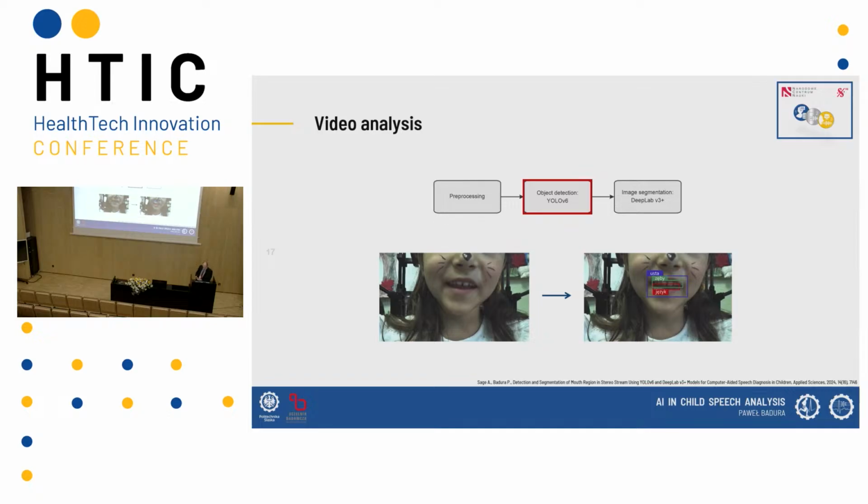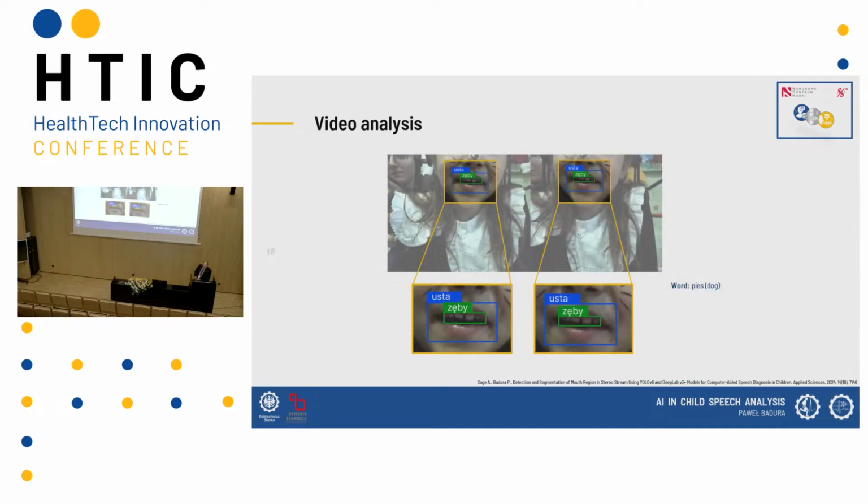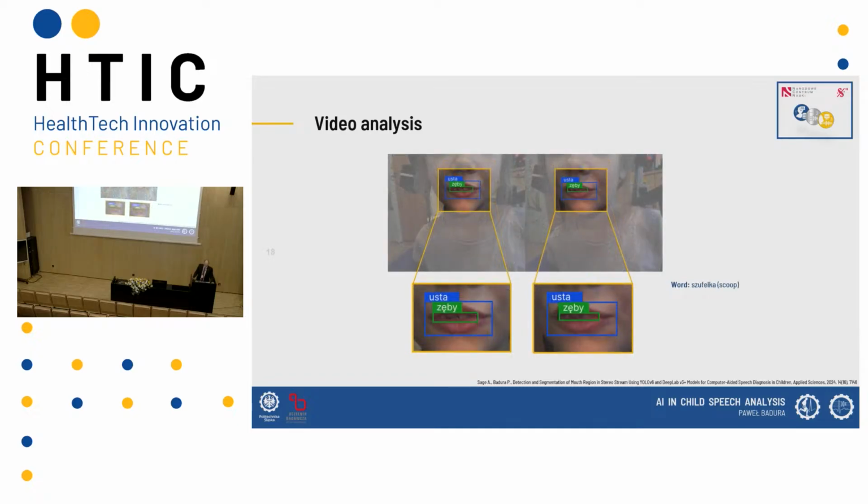So that's a pretty well-established object detector. And our goal was to detect three different objects: the lips, the teeth, and the tongue, that are labeled here in Polish. I have some examples of the work of this, and it was the first step to more accurately segment those objects a little bit later.